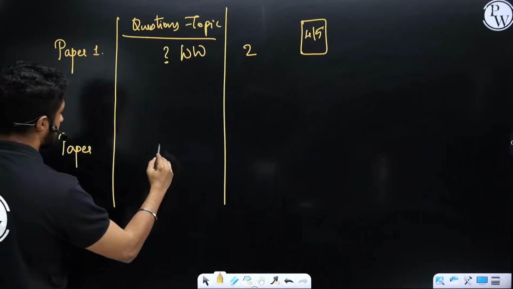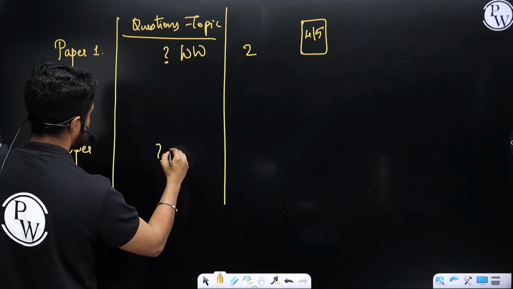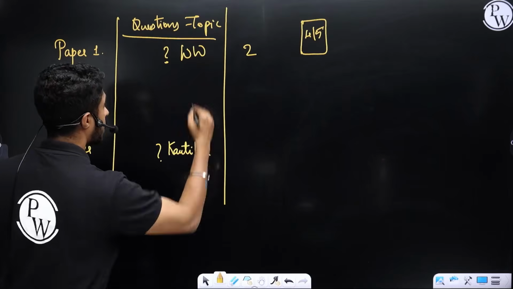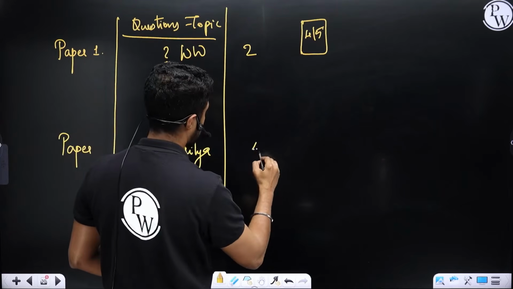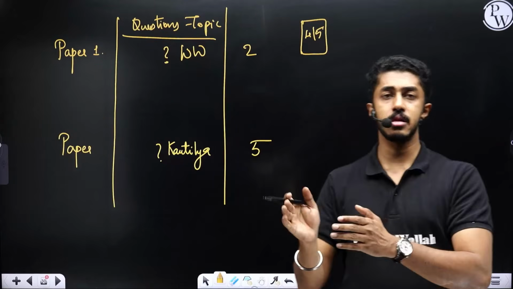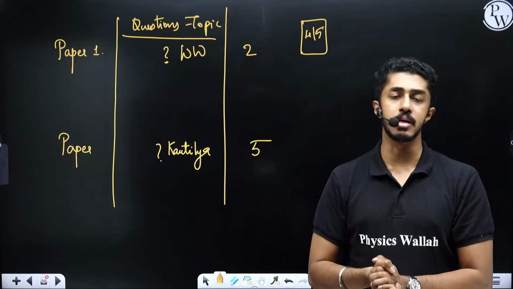Segregate the topics question wise. Say for example, Kautilya. Accordingly, in the last 10 years you would have got at least 5 questions. Accordingly, prepare the content for it. Thus, what happens? Your preparation becomes very easy.